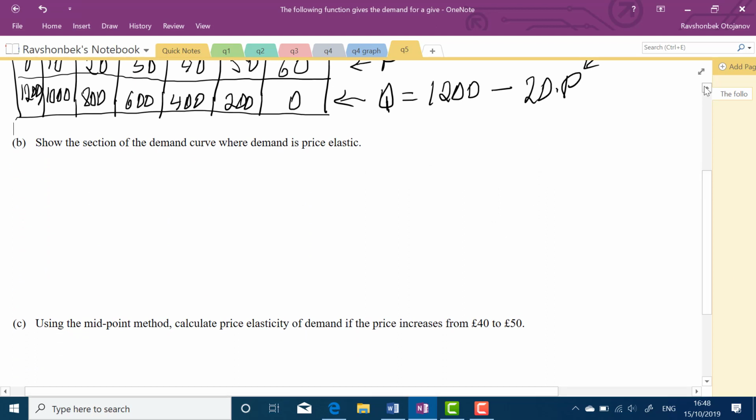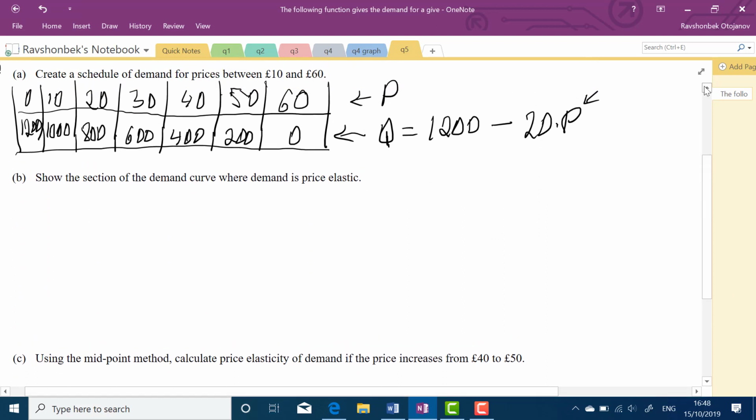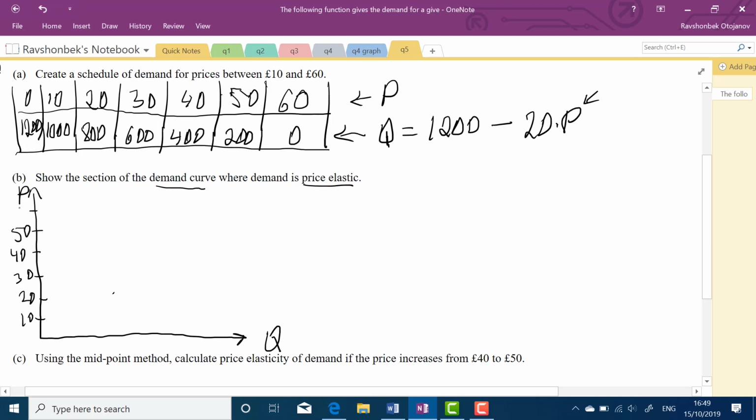Next, we need this schedule now to answer question B. It says show the section of the demand curve where demand is price elastic, part of the demand curve. So we need to draw the demand schedule. So that's 10 here, 20, 30, 40, 50, 60. Starting with 0, you have intervals of 200 quantity or units.